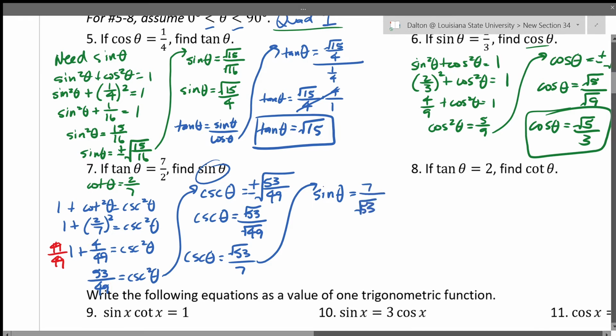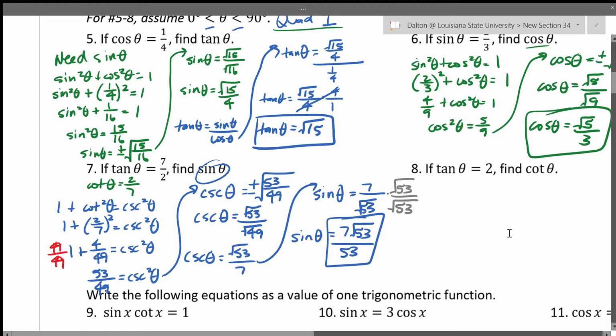But I cannot have a radical in the denominator, so I'm going to go ahead and rationalize it by multiplying by the square root of 53 over itself. And then if I multiply straight across, I get sine theta is equal to 7 square roots of 53 all over 53.